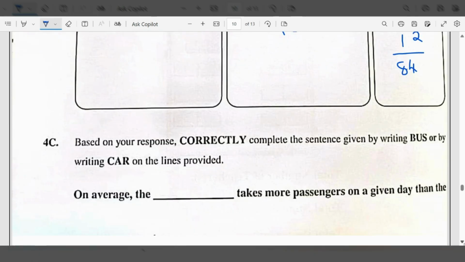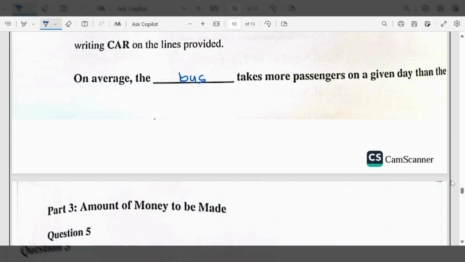So based on your response, correctly complete the sentence by writing bus or car on the line. So on average, the bus takes more passengers on a given day than the car.